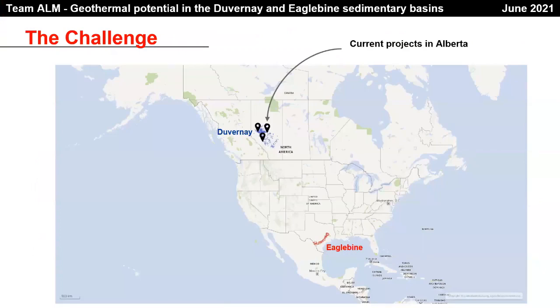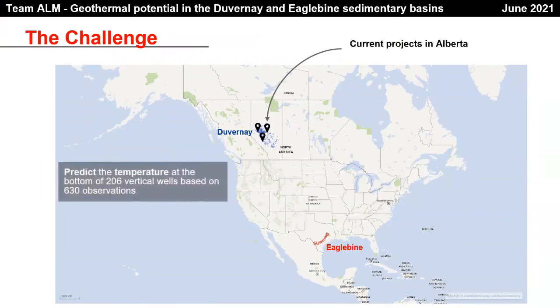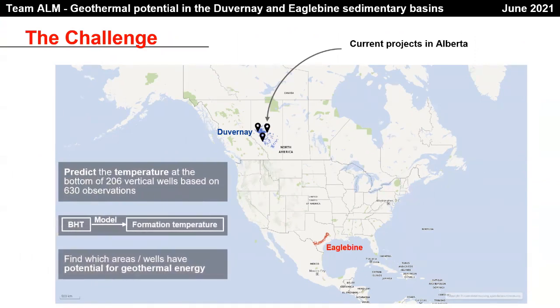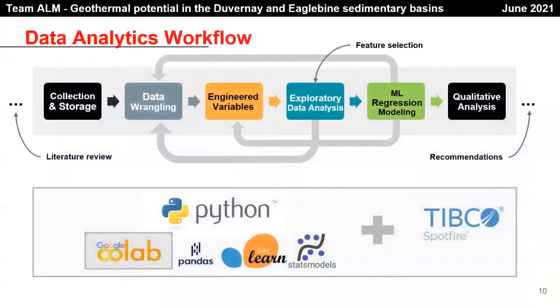In this datathon, we were provided well information for the Eaglebine Basin in the US and the Duvernay Basin in Canada. We were challenged to create models to predict the formation temperatures and to assess the overall potential for geothermal well conversion in these basins. This diagram summarizes the workflow used to transform the data into insights. Most of the processing was done using open source tools like Python, Pandas, scikit-learn, and StatsModels in the Google Colab environment. TIBCO Spotfire was used for rapid visualization during the qualitative analysis.